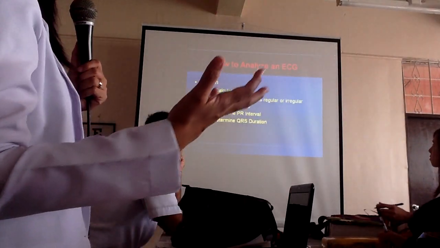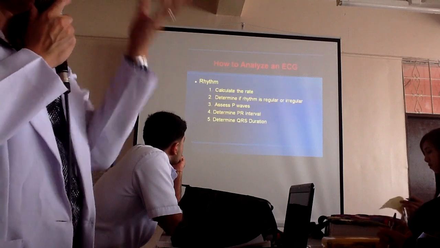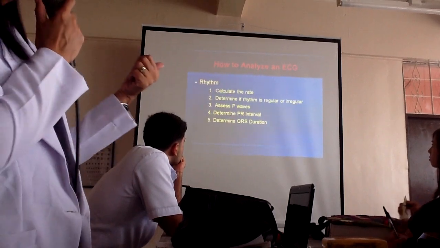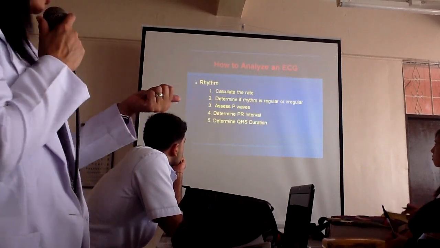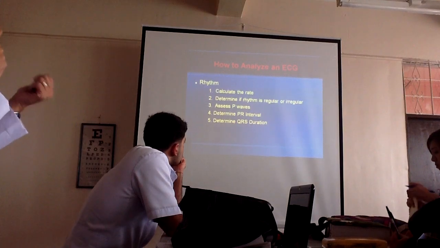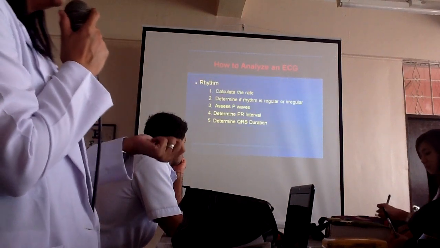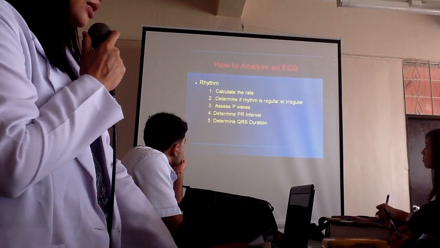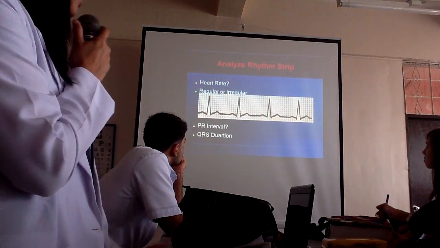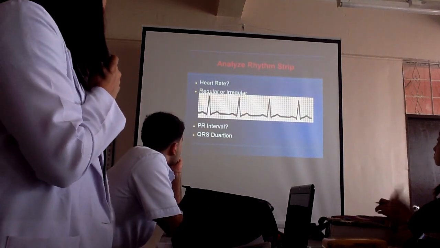So how do you analyze an ECG? Basic analysis of an ECG at this time: calculate the rate, determine if it's regular or irregular, assess P waves, determine the PR interval, and determine the QRS duration. Axis, no, not yet at this time. So now, analyze this. Heart rate.